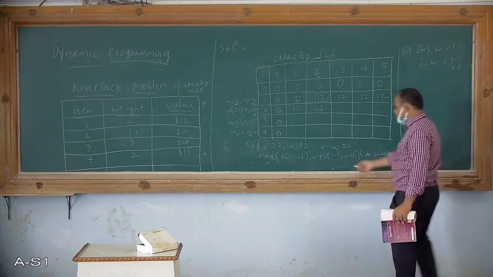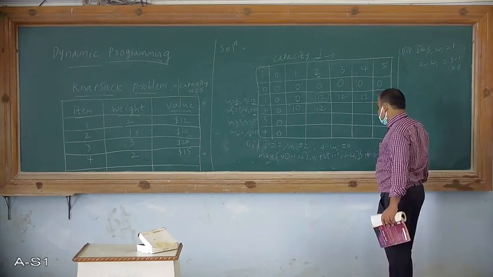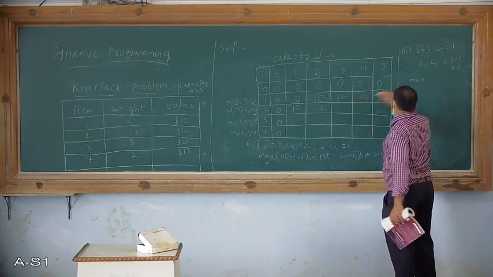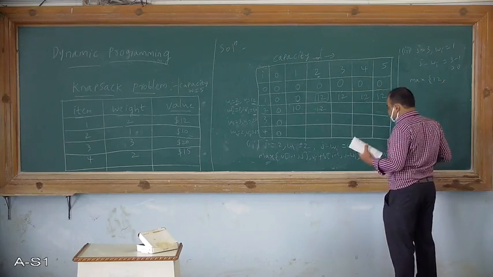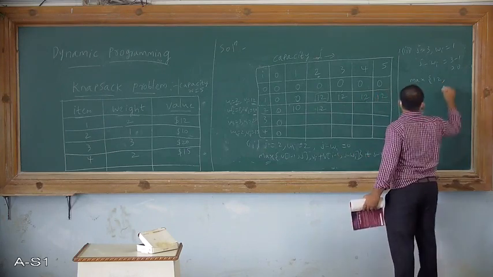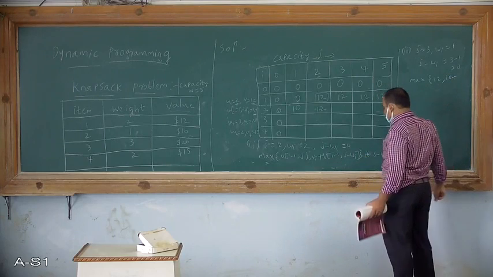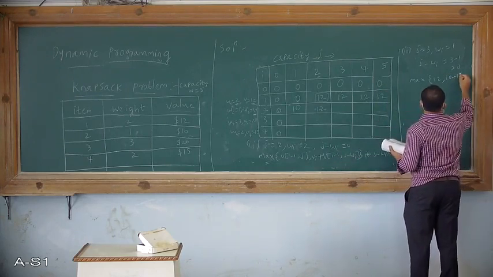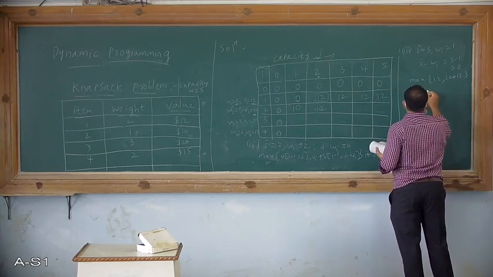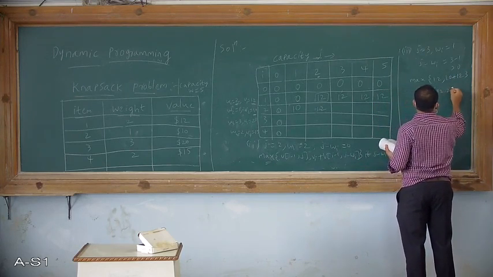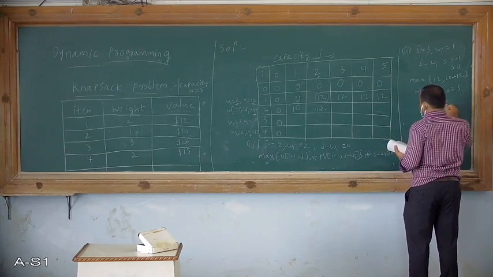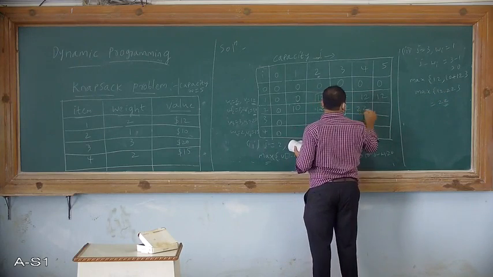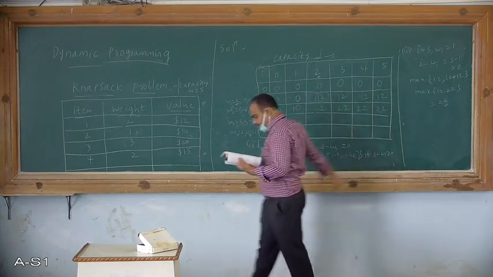So we will apply this formula again. V of i minus 1 comma j, that is max of V of i minus 1, j means this value, 12 comma V of i is 10 plus V of i minus 1, j minus wi is 12. So max of 12 comma 22 we will get as 22. Similarly, if we calculate for these two, we will get 20. That's it.